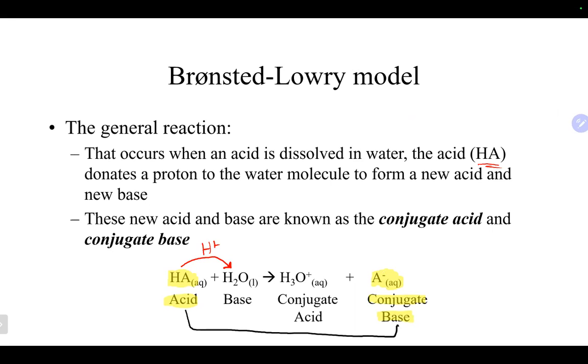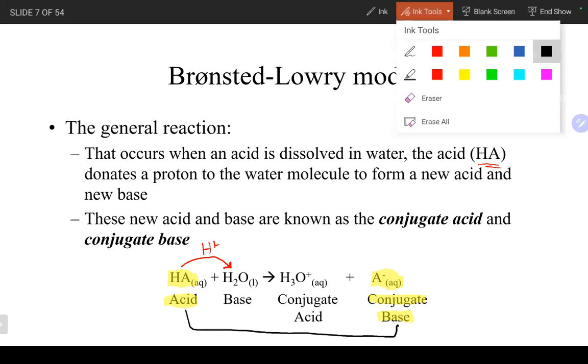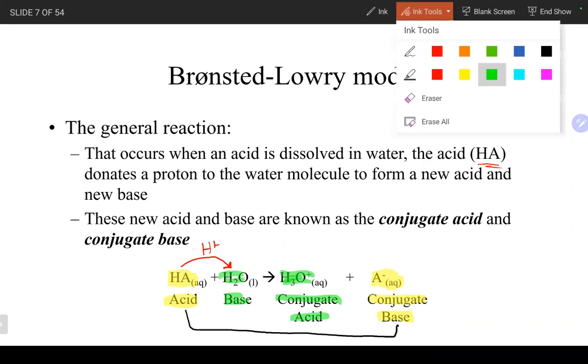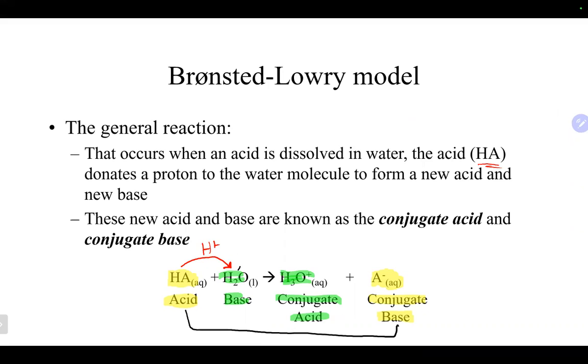And the same thing happens with our water, which is acting as a base. Our water here is going to act as a base. When it accepts that H plus, as you mentioned a second ago, it becomes positive and forms H3O plus. And that is what is known as the conjugate acid. So the base on one side is related to the conjugate acid on the other side. These are what are referred to as conjugate acid base pairs, basically.